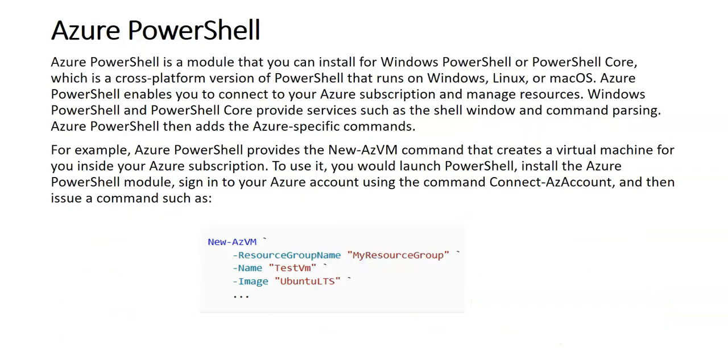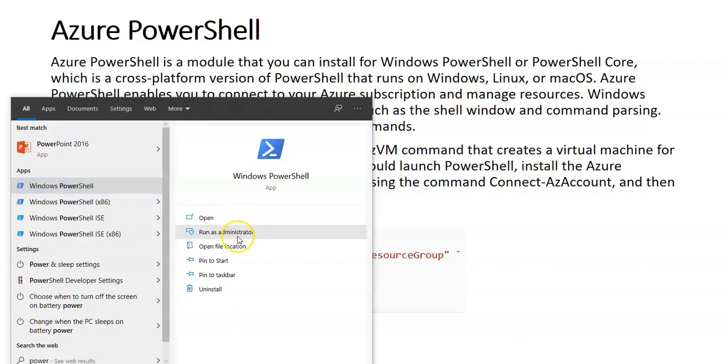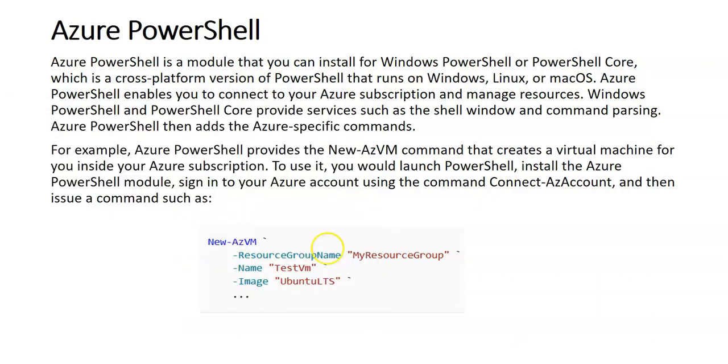And Azure PowerShell is a module that you can install for Windows PowerShell or PowerShell Core, which is a cross-platform version of PowerShell that runs on Windows, Linux, or Mac OS. Azure PowerShell enables you to connect to your Azure subscription and manage resources. Windows PowerShell and PowerShell Core provide services such as shell window and command parsing. Azure PowerShell then adds the Azure specific commands. You will have to install PowerShell and then install the Azure PowerShell module, right? So if you would see here, if I have PowerShell, you click on run as admin, PowerShell would launch.